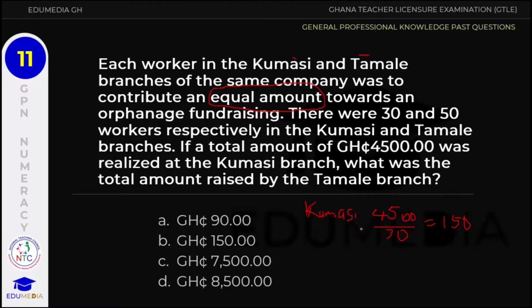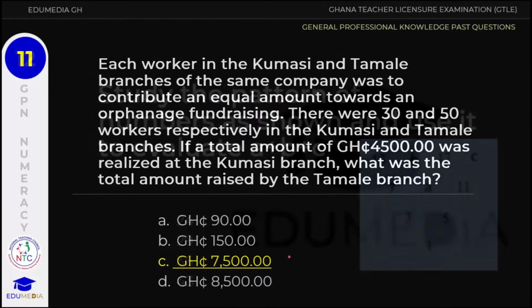Therefore, we can now say that Tamale, which has 50 workers, will have 150 times their total number of employees, that is 50 employees. And that is going to give us 7,500 Ghana cedis. C, this is your answer, 7,500 Ghana cedis.